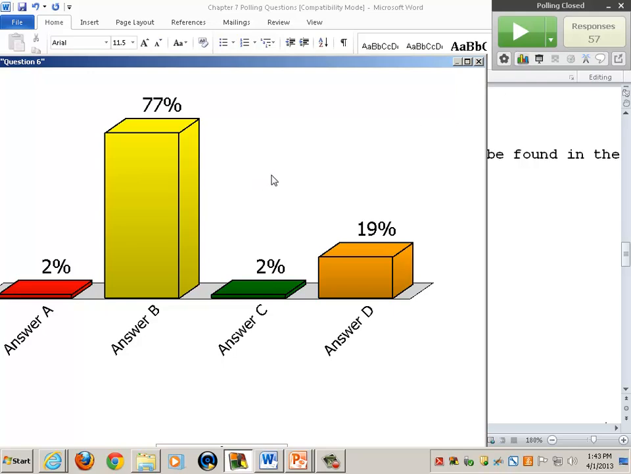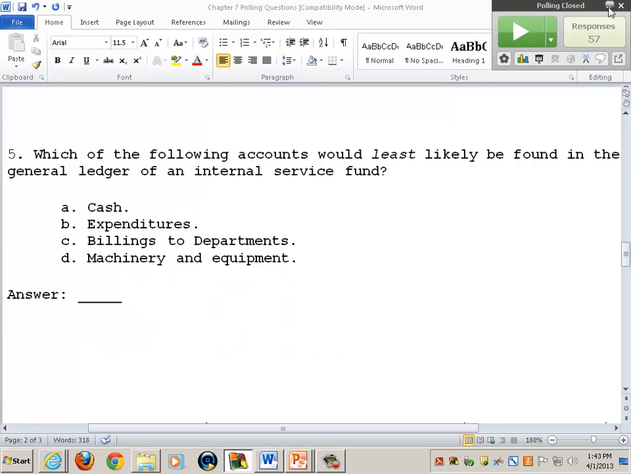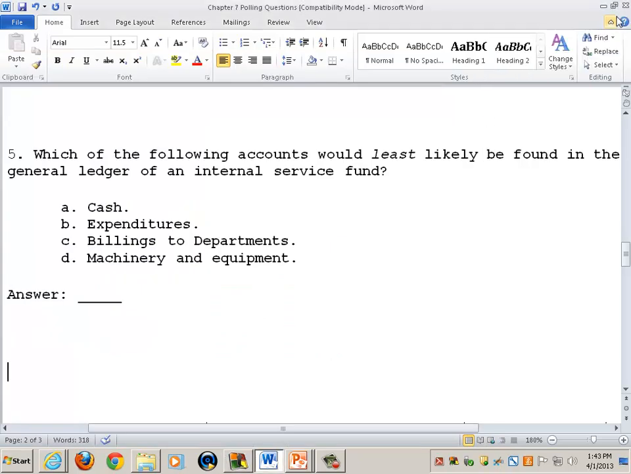All right, the word is expenditure, as you can see. Machinery and equipment, remember, that's a fixed asset and it will show up there. Okay. All right, let's go on to the next piece, which is enterprise funds. Any questions on this, by the way? Any questions?